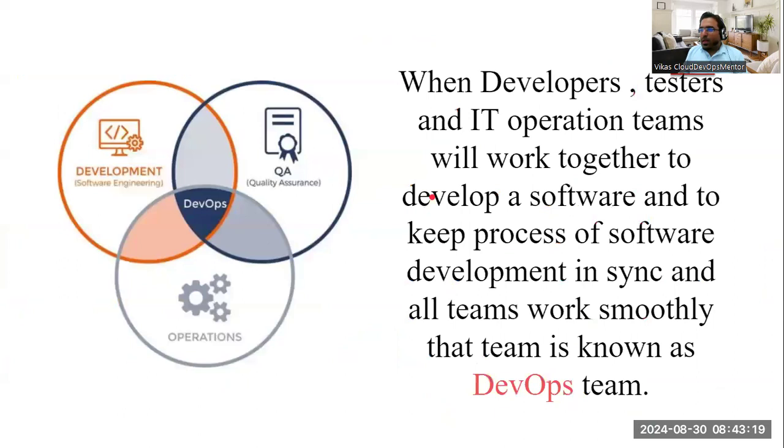Okay, cool. As we have already discussed what exactly DevOps is, when the developers, testers, and IT operation team work together to develop any software, to keep their process in sync, meaning what the developer is doing, what QA people are doing, what operation people are doing, they should be in sync. Their communication should happen, or their work should happen smoothly. That is the work of a DevOps engineer.